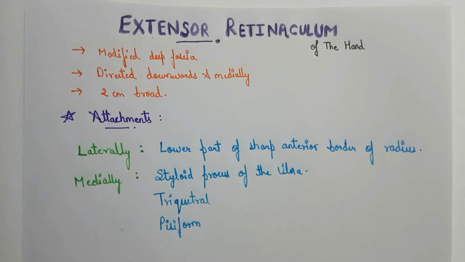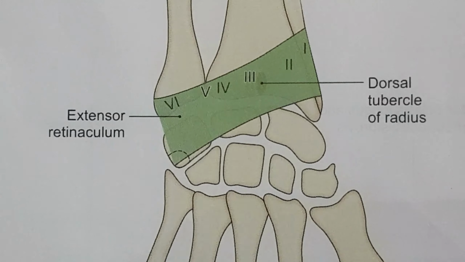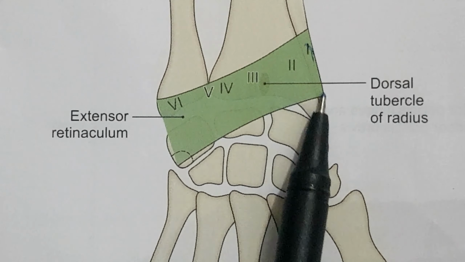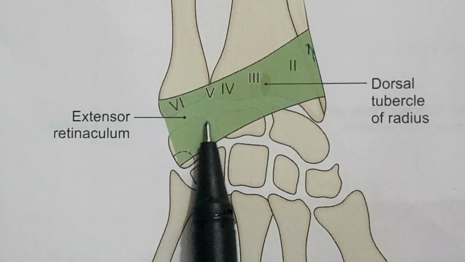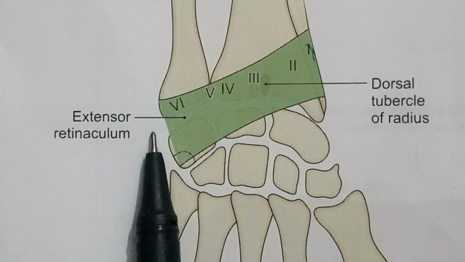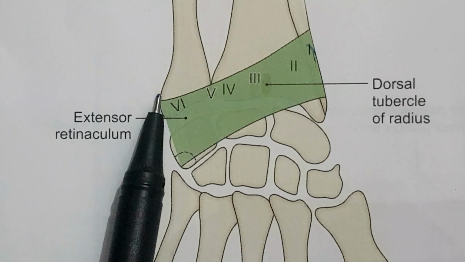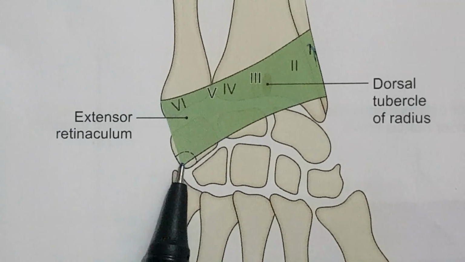Now let us see the attachments with the help of a diagram. Laterally, it is attached to the lower part of the sharp anterior border of the radius, that is right here. It is 2 cm broad, directed downwards but medially. And medially it is attached to 3 structures, that is the styloid process of the ulna, the triquetral carpal bone, and the pisiform carpal bone.